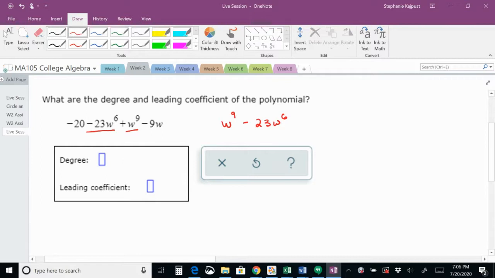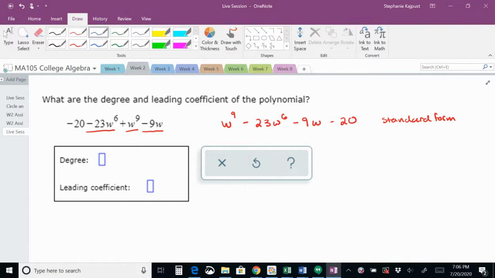Now, the last two terms we have here don't have exponents, but you always write them with a w before you write any regular numbers. So that's going to be negative 9w, and then we have our minus 20. So this is what's called standard form, where you are writing it from the highest exponent down to the lowest exponent. And this is what allows you to determine the degree and the leading coefficient.